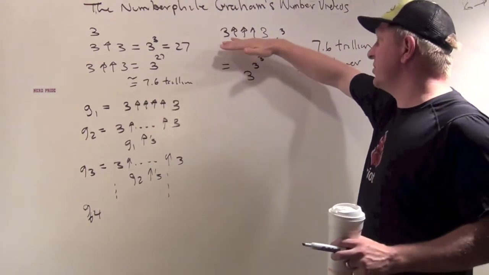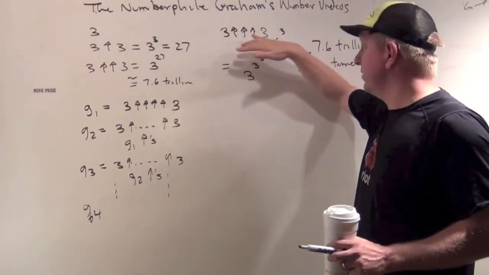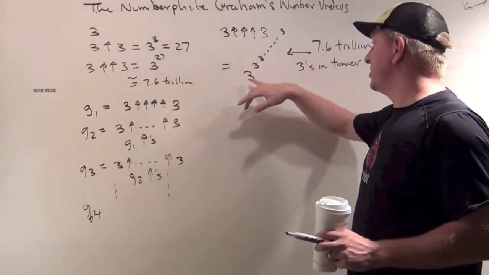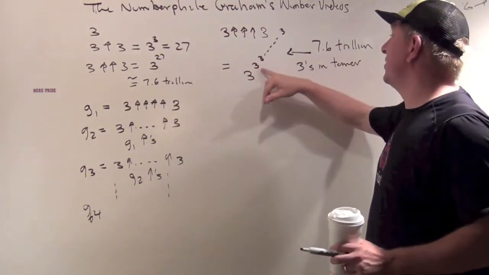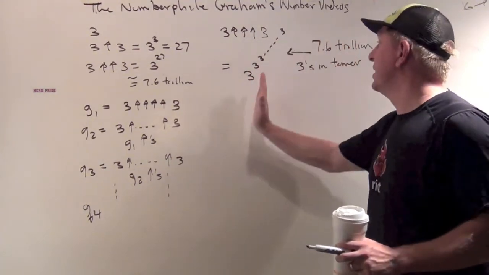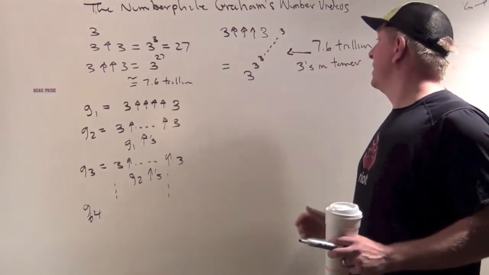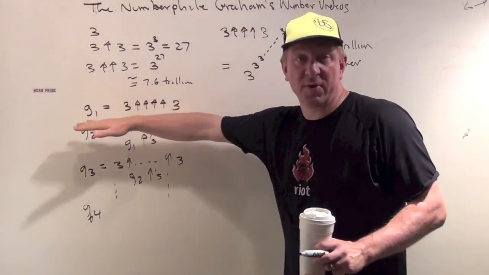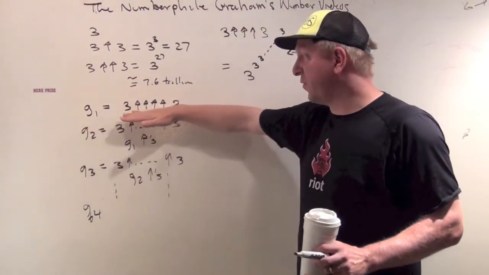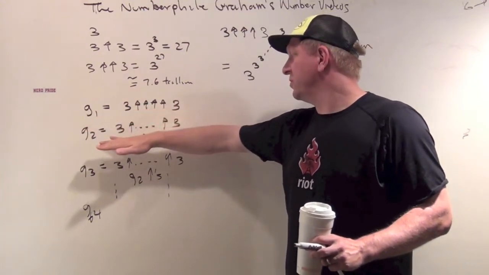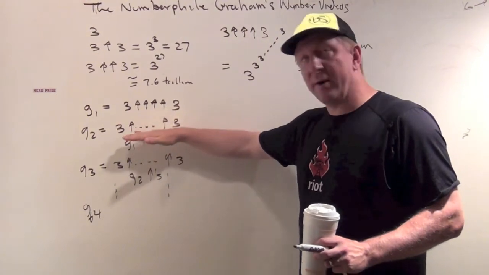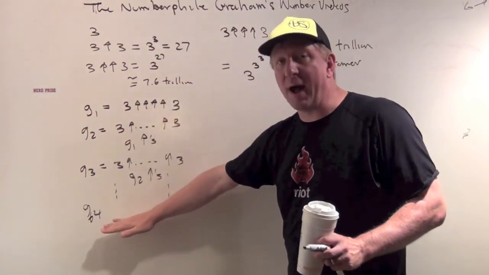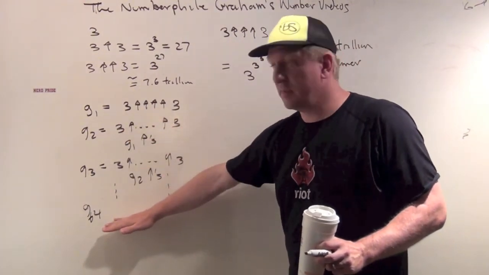Next you go to 3 with 3 up arrows, 3 up arrow 3, which is 3 with 7.6 trillion powers of 3 going up to the top. And once you have this number, you get to the start of Graham's number, G1, which is 3 with 4 up arrows. G2 has G1 up arrows, and you repeat this 64 times, and then you get Graham's number.